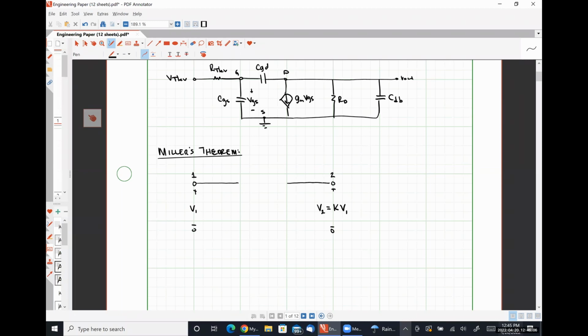Connecting node 1 and node 2 is a floating impedance, Z, like so. All right. And there is a common current of I that is leaving node 1 and entering node 2.